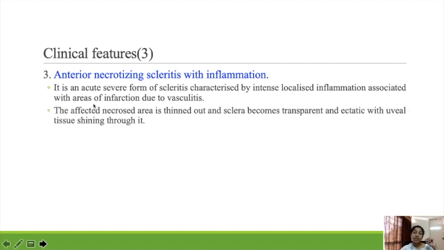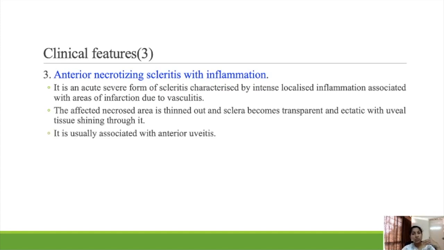And the affected necrosed area is thinned out and the sclera becomes transparent and ectatic with uveal tissue shining through it. So this affected necrosed area becomes thin. The thickness of the sclera is reduced, the sclera becomes transparent and the underlying uveal tissue will shine through it. So we can see the underlying uveal tissue through that part.